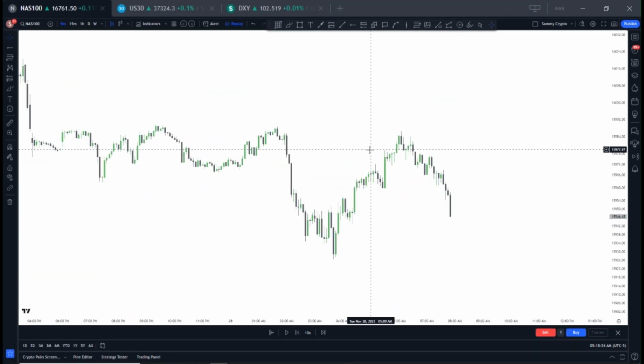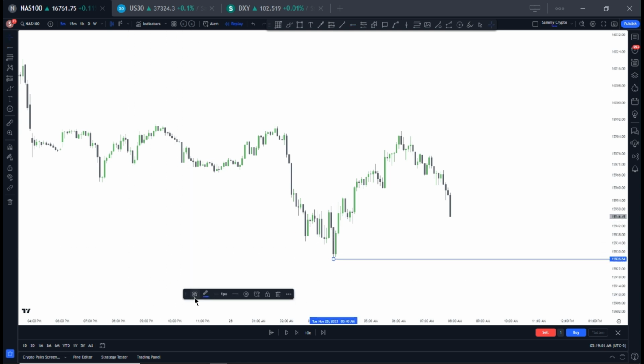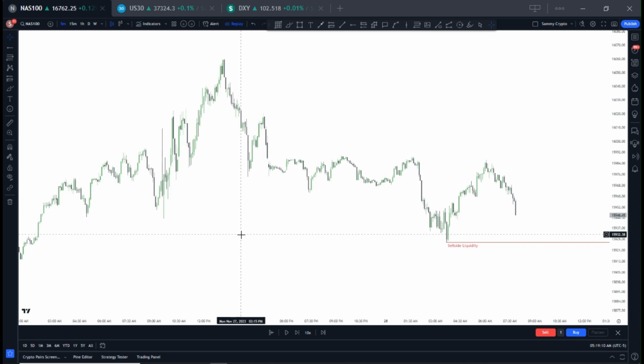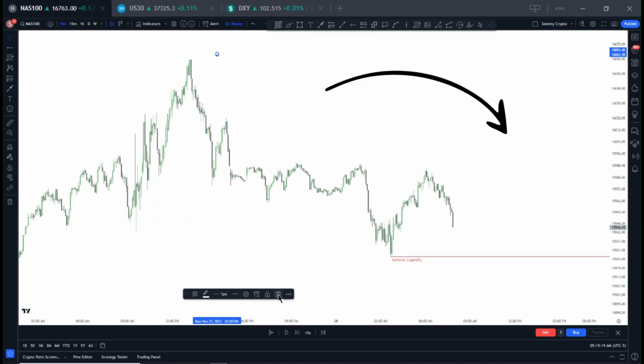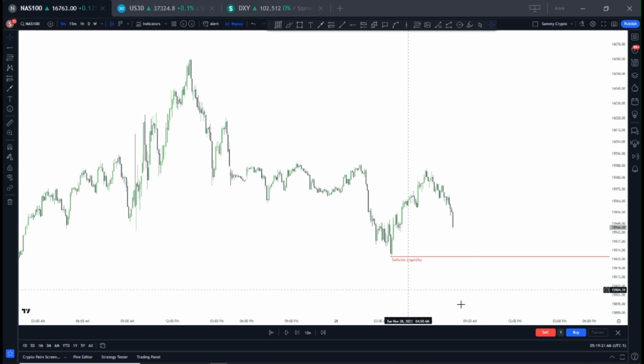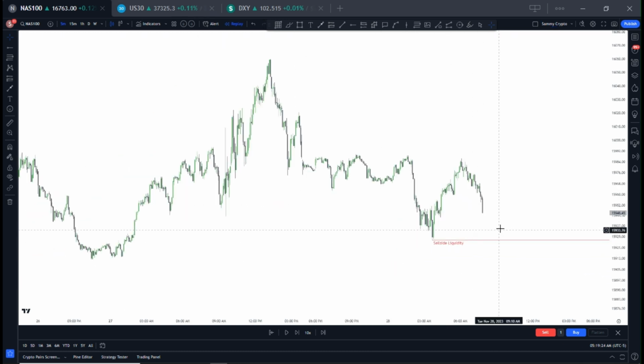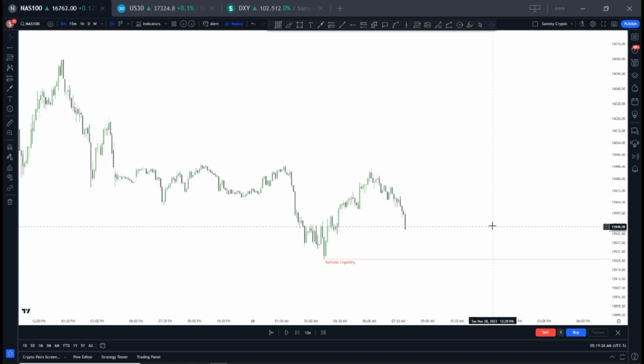Okay, so we have a chart like this, and let's say this is our liquidity, our sell side liquidity. If you don't understand what sell side liquidity is, then you can go back to the channel and watch the video where I talk about liquidities. So in this case, you see we are having a sort of downtrend like this, and price just reached a potential point of rejection on the higher time frame, of course.